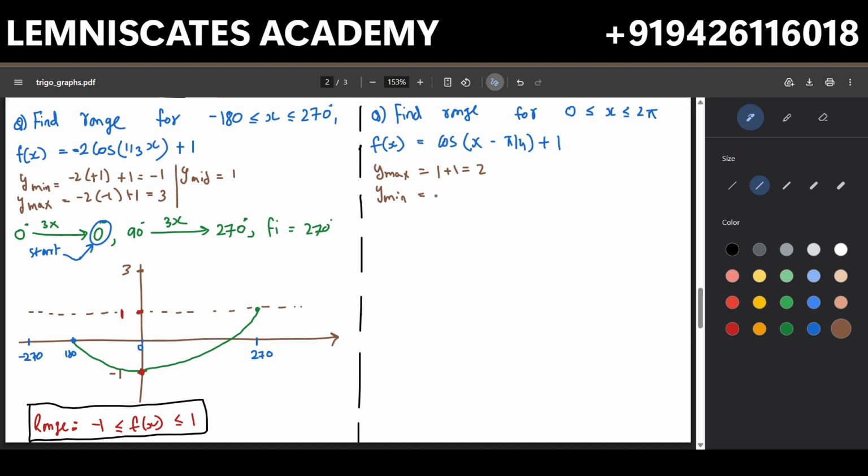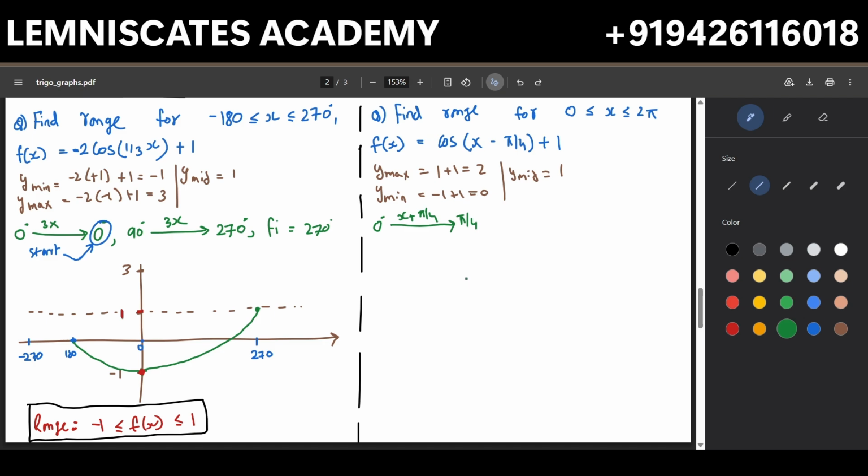Your y minimum is -1 plus 1, which is 0. So of course, your y middle is at 1. And what is happening? 0 degrees is going to be changed to what? The entire shift is to the right side of plus pi by 4. If you are aware about the transformations of x-axis, it is always the opposite sign of what is written over here. So it's x plus pi by 4. So what is 0 plus pi by 4? Of course, pi by 4. Now pi by 4 is a starting value.